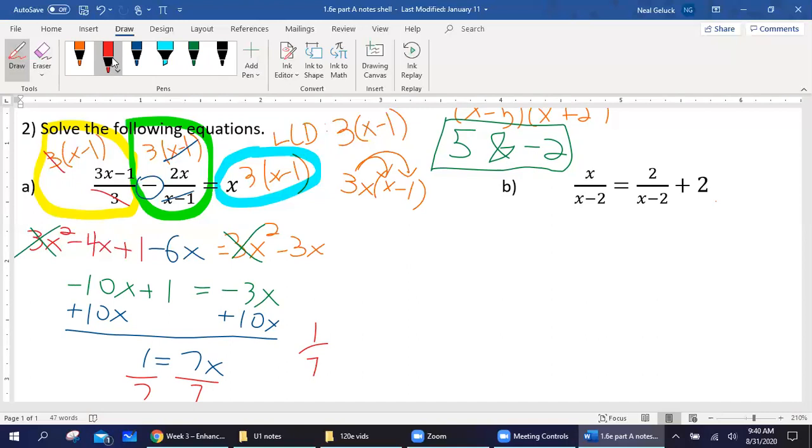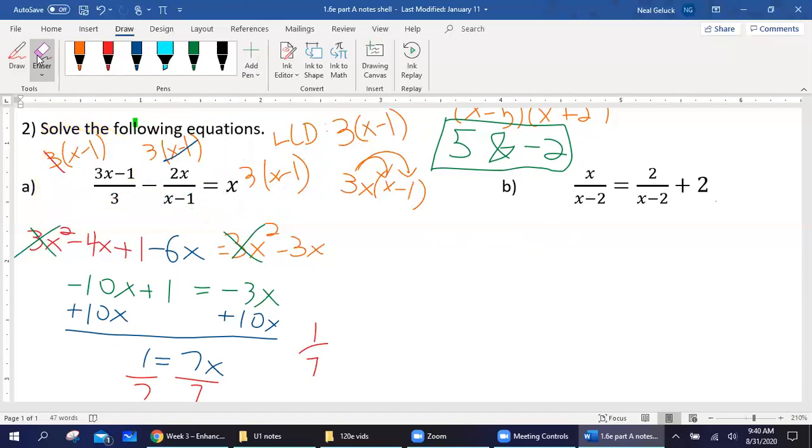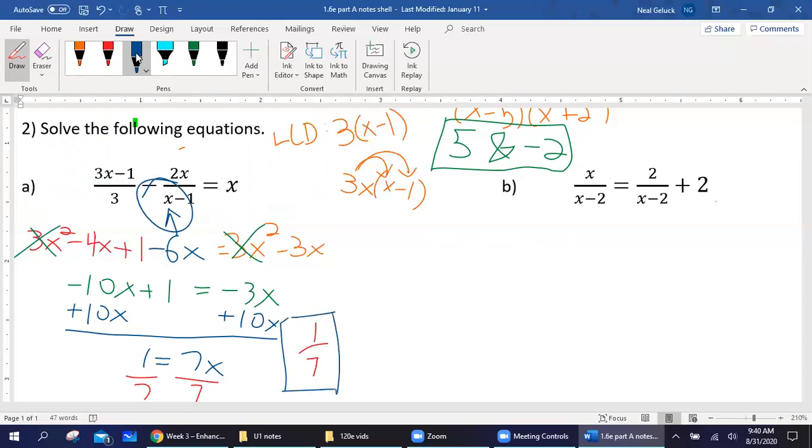Now, remember what I mentioned at the top. I do have to be aware that I could have division by 0. But looking at my original, if I plug 1/7 into any denominator, that does not cause division by 0, so 1/7 is good. We'll see some examples where answers have to get tossed because they cause division by 0.